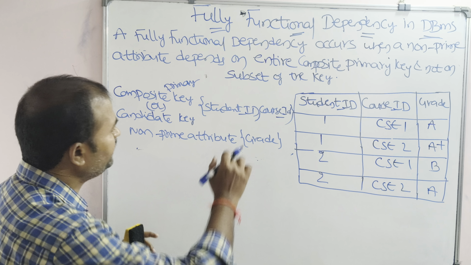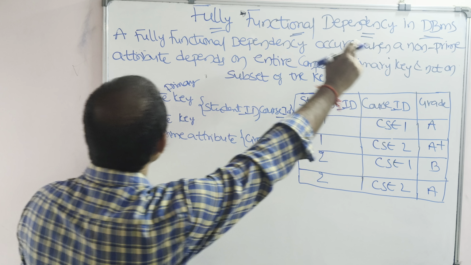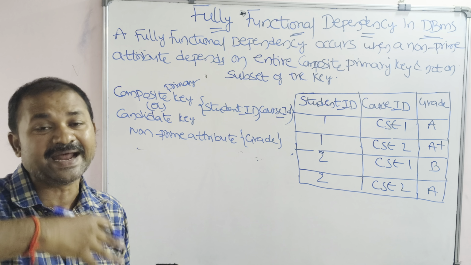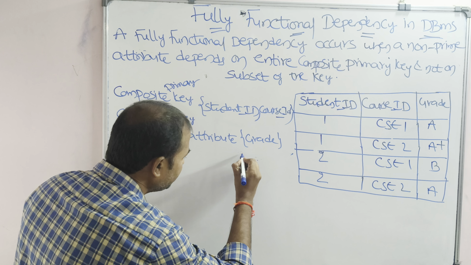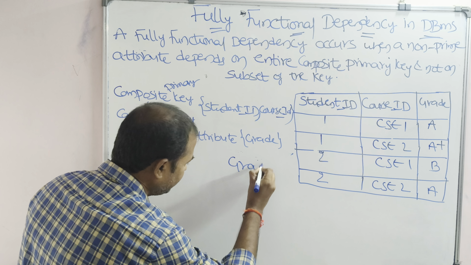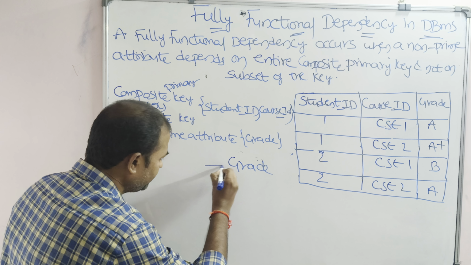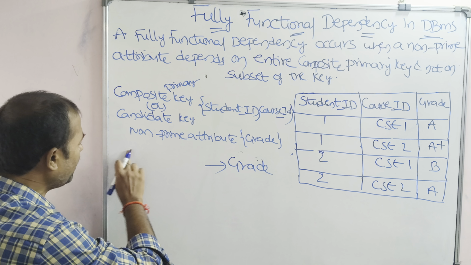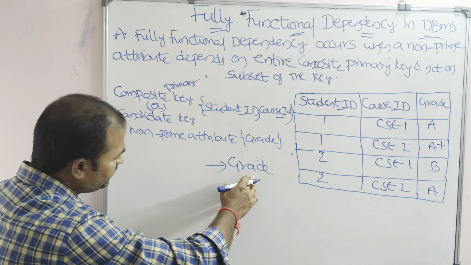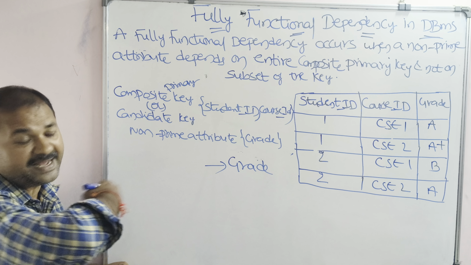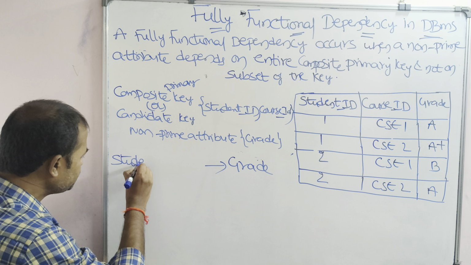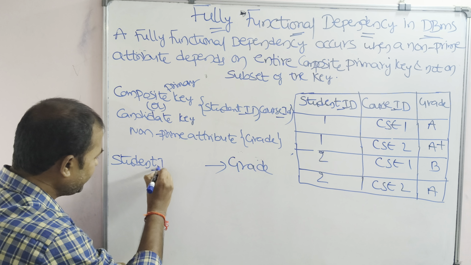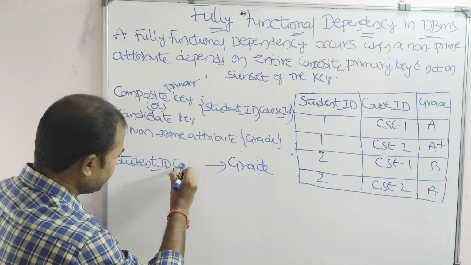So now let's check this dependency. The non-prime attribute depends on the entire composite key. Here what is the non-prime attribute? Grade. So let's take this functional dependency: grade is depending on, the non-prime attribute is depending on, the entire candidate key. Here what is the candidate key? The candidate key contains 2 attributes: student ID, comma, course ID.